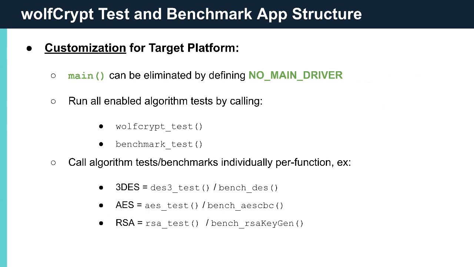So if you have your own embedded target, you probably have your own driver or entry point already. In that case, you want to compile out the main function in test.c or benchmark.c, and you can do that by defining NO_MAIN_DRIVER. When you do that, it'll expose an entry point for you to call from your driver code. That's either going to be called wolfcrypt_test or benchmark_test. And then you can either call those entry point functions, or you can run individual algorithm tests or benchmarks using a respective, more specific function, like you can see on the bottom here per algorithm.